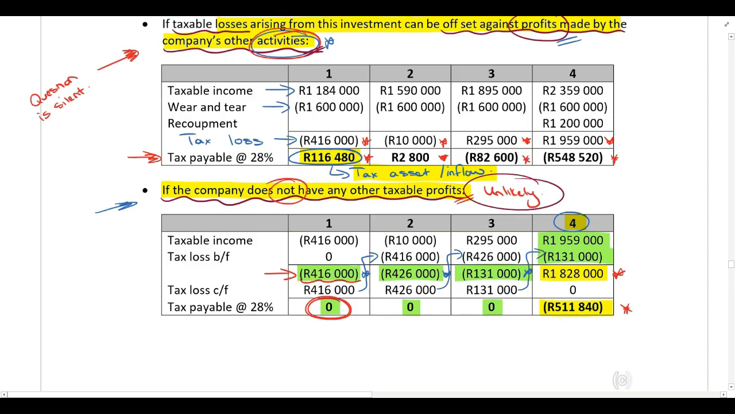On the other hand, if the company does have profits from their other business activities, you can then recognize the tax benefit in the years where you have a tax loss, because all that's going to happen is they are going to offset this benefit against their other taxable profits. So they are not actually getting a refund from SARS. Instead, they are going to use this tax benefit to reduce the tax that they need to pay on their other profits.